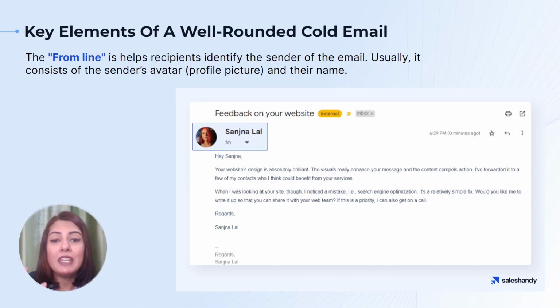The first element is the from line. The from line helps recipients identify the sender of the email. Usually it consists of the sender's avatar, which is their profile picture, and their name. The from line is one of the first elements visible to recipients, making it a prominent text before an email is opened. It is positioned at the top of each email as well, usually in bold letters.